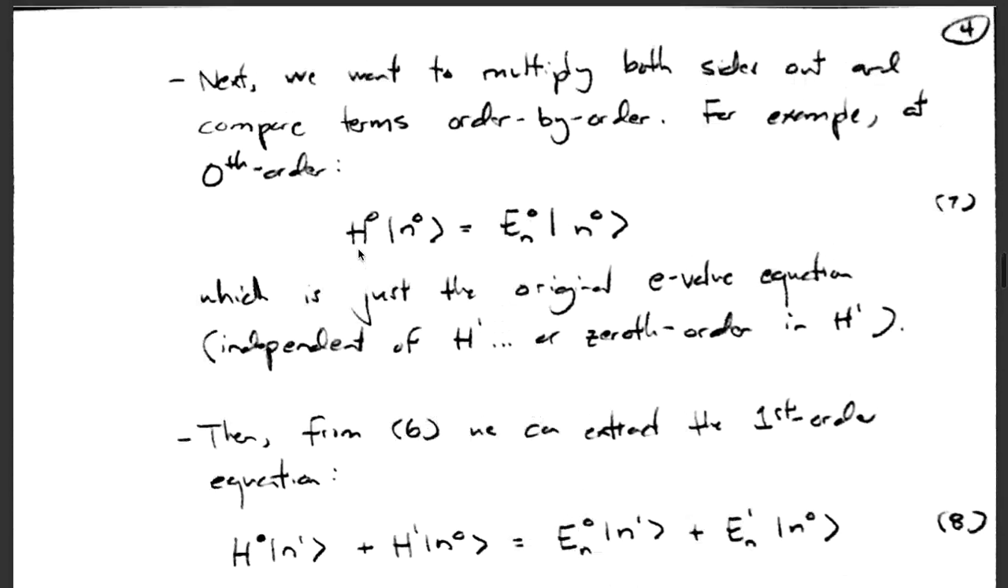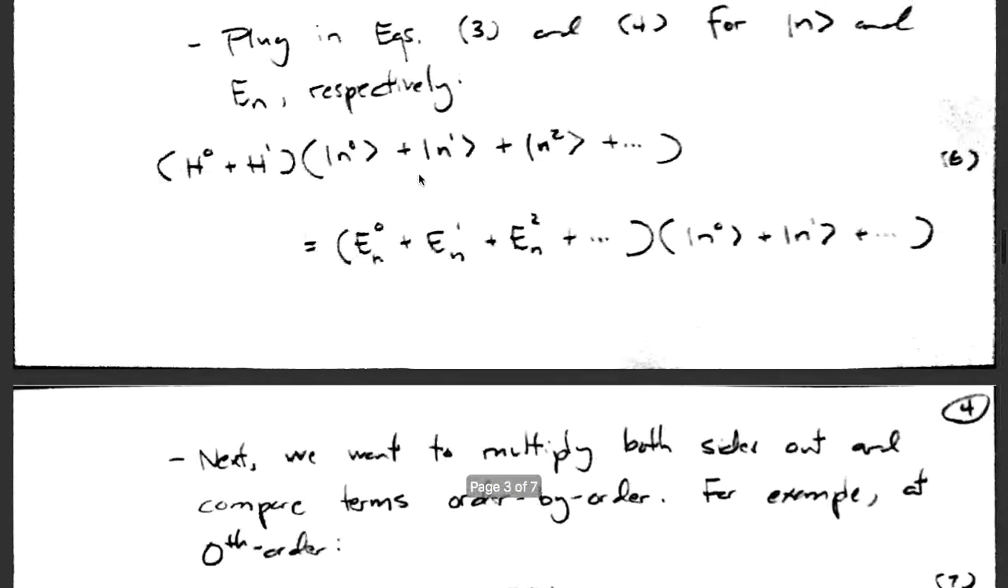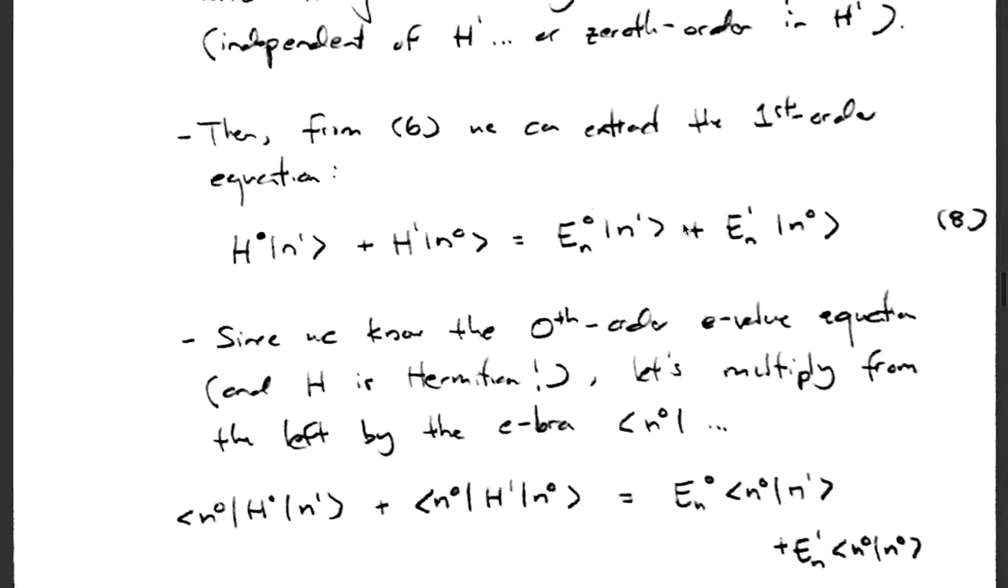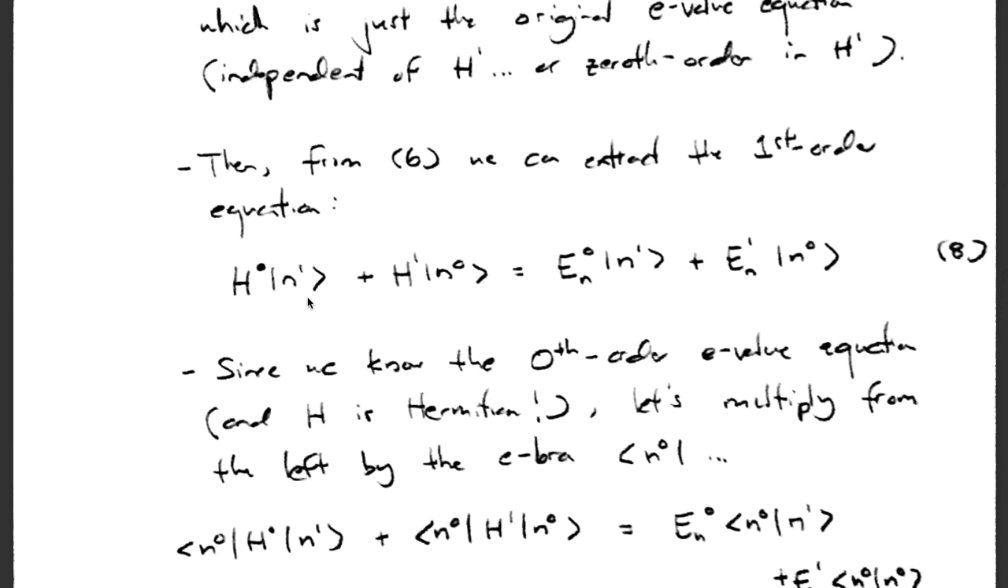Now what we can do is match, from this equation, first order terms. We can look at this guy on the left-hand side, and I'm going to have two terms: H0 multiplying |n1⟩, and H1 multiplying |n0⟩. And likewise on the right-hand side, I'm going to have two terms, where En0 is going to multiply |n1⟩, and where En1 is going to multiply |n0⟩. So let me write those four terms out. And what we want to do here is try to simplify this.